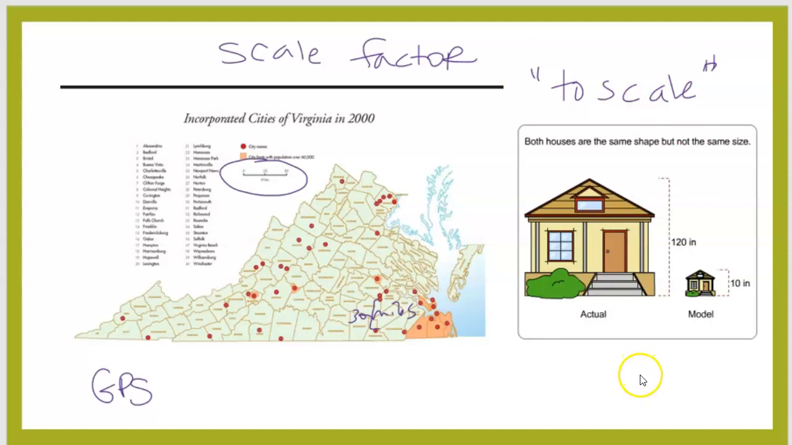So something in real life could be 120 inches, but on paper it's only 10 inches, or if you're going to do a 3-dimensional model. So scale factors are really helpful in real life, especially with architecture and maps, models. So before we get to those, I just want to review what is a proportion.